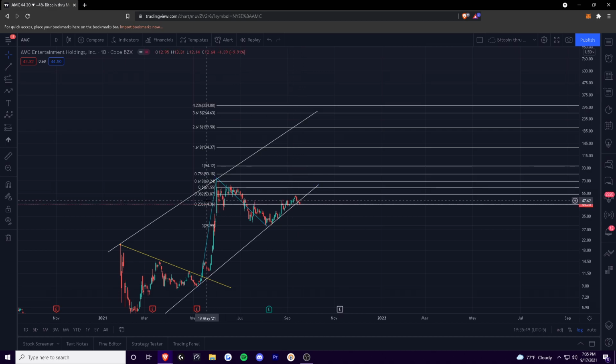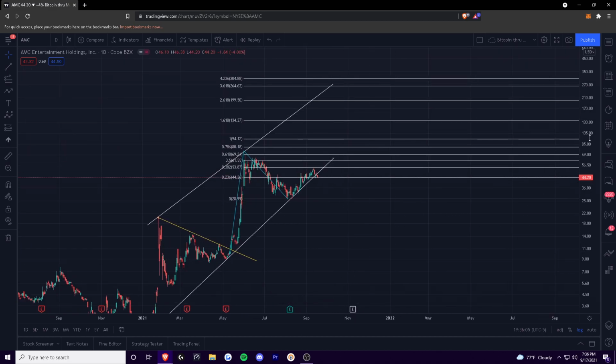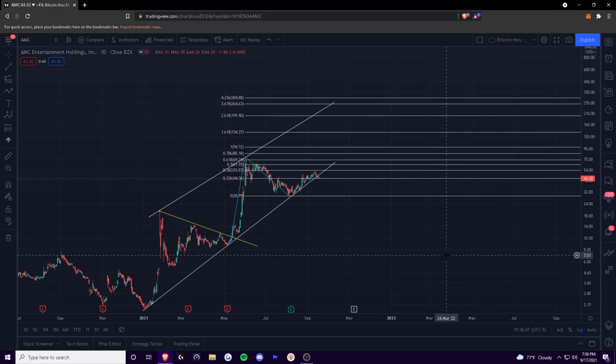Look at this level that we're settling at here. 0.236. Isn't that something? The golden ratio for this extension. Doesn't that align pretty good with the call options that I was talking about earlier, the top, the 145s? I don't know if I said that in this video, to be honest with you.